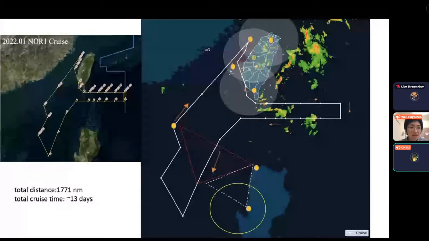Yes. This is the cruise plan that is already approved by the MOST, the Ministry of Science and Technology. So this cruise will take place in January next year. The New Ocean Research One, the NTU ocean research vessel, will start from Kaohsiung and go south following this track. First it will go east, then turn south, then turn west, going through the Bashi Strait and then southwestward into the South China Sea and then around.